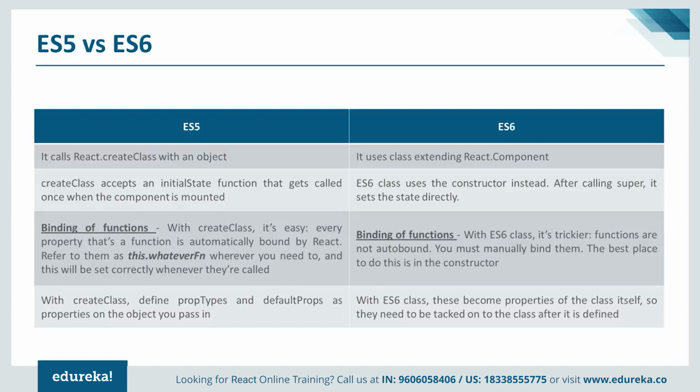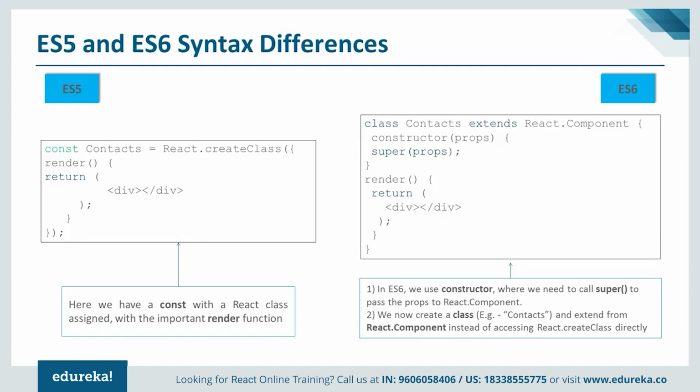So they need to be tagged or tacked onto the class after it is defined. So let's see one by one what the differences between ES5 and ES6 are. First of all, the syntax differences. As we saw, ES5 uses React.createClass, and here we have a class with context extends React.Component. So in ES6, we are basically using a constructor where we need to call super to pass the props.